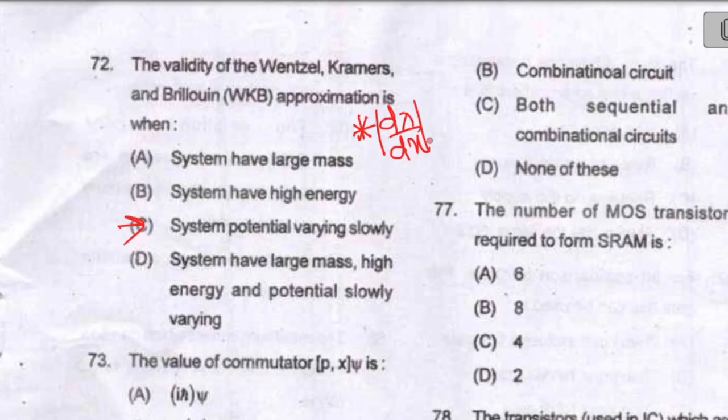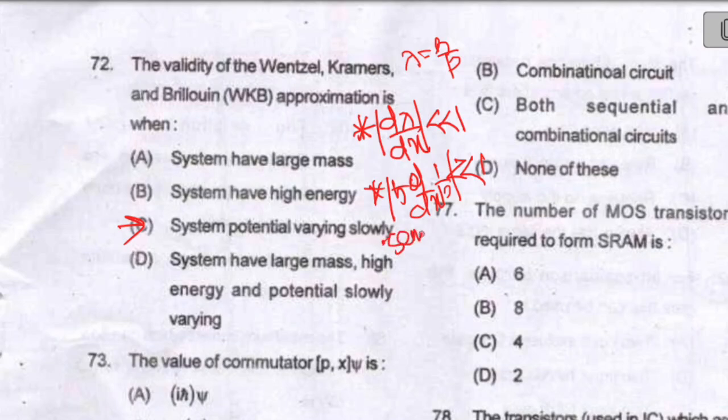Lambda by dx less than 1. Okay, and lambda, from the Heisenberg uncertainty principle, can be represented as h by p. So the expression becomes h, d by dx of 1 by p, less than 1. And remember, this is a semi-classical approximation because this slowly varying potential is found in the semi-classical region. Okay, so this is a semi-classical approximation.